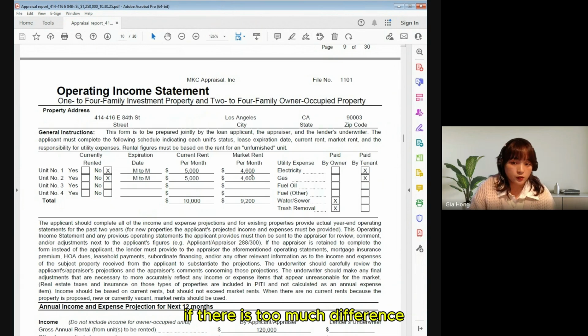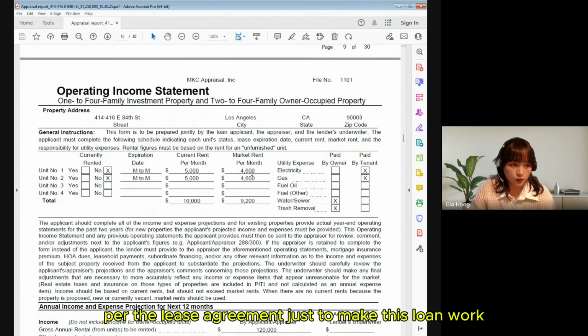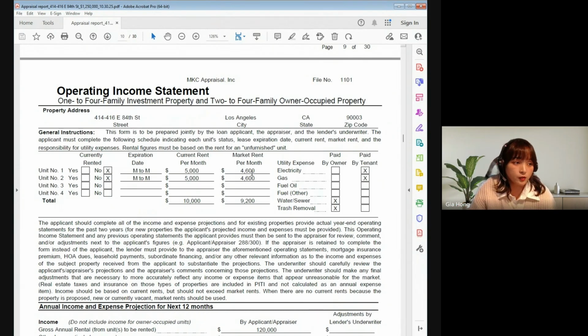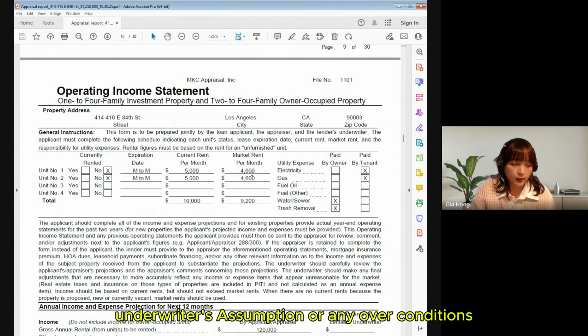If there's too much difference between the actual rent and the market rent, the underwriter would question the current rent they are collecting. Maybe the underwriter would think the borrower is collecting that amount based on the document only, and not actually collecting it, but just increased the rent amount per the lease agreement to make this loan work. So to avoid those underwriter assumptions or any other conditions, let's make sure the rent amount and market rent are similar.